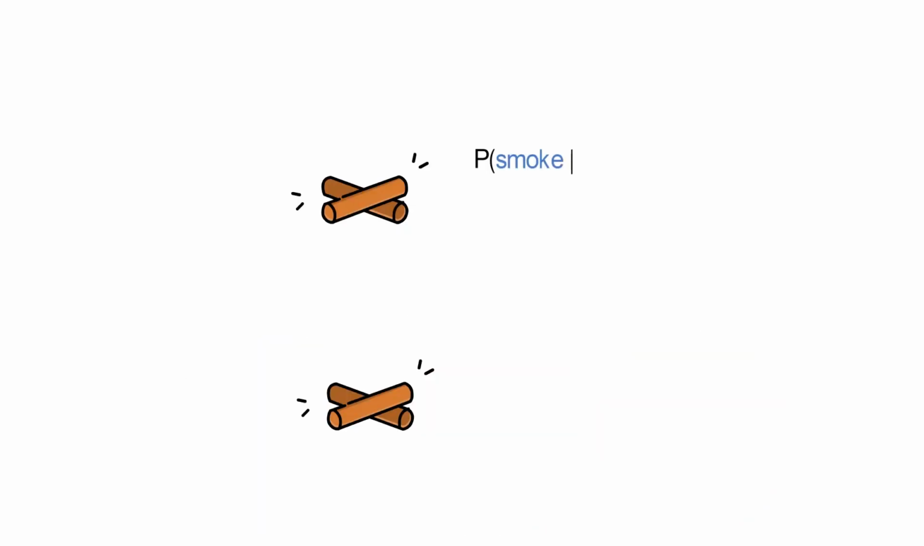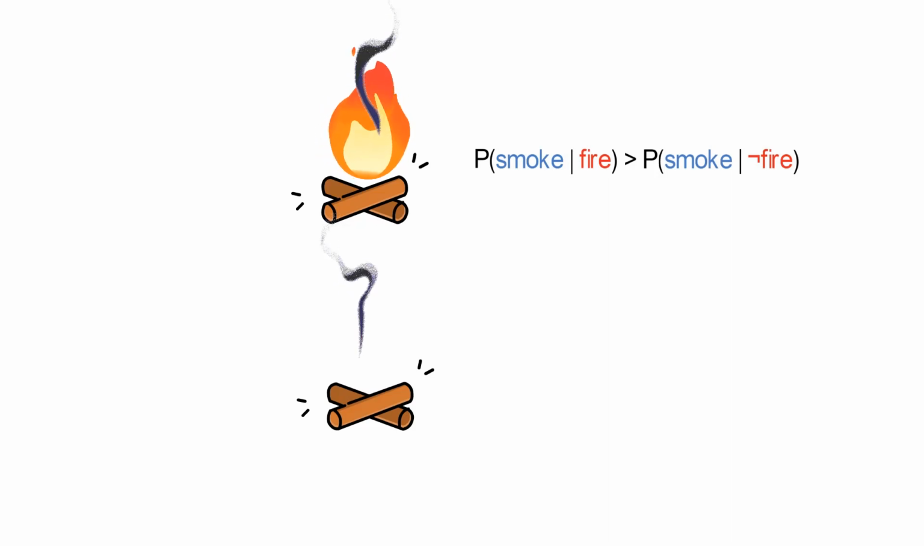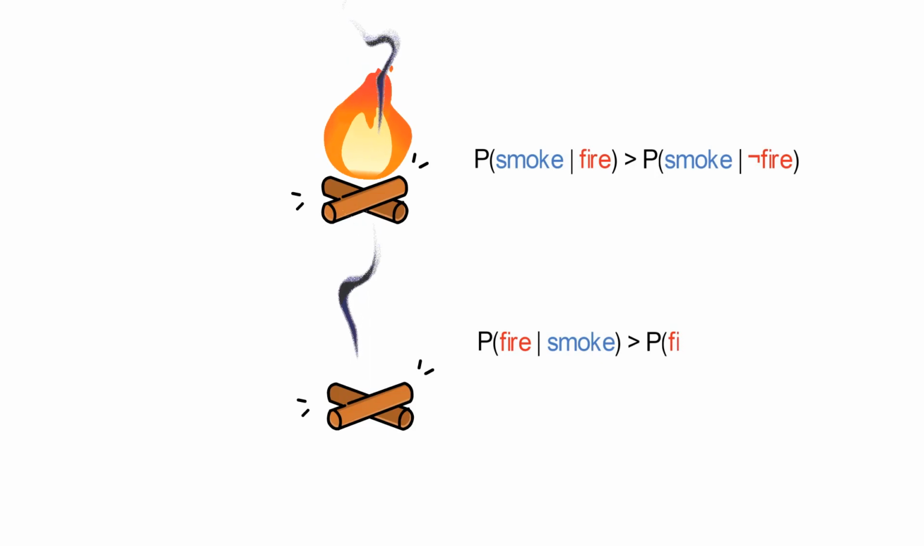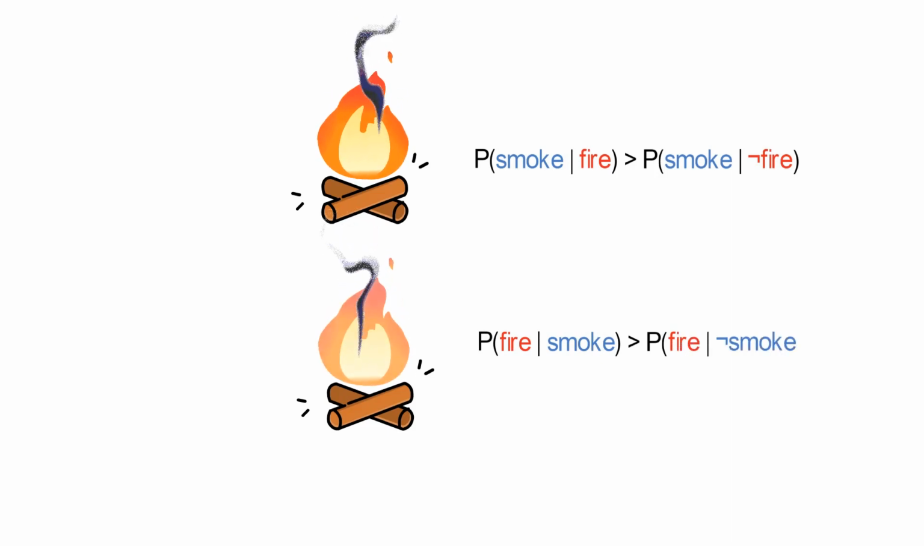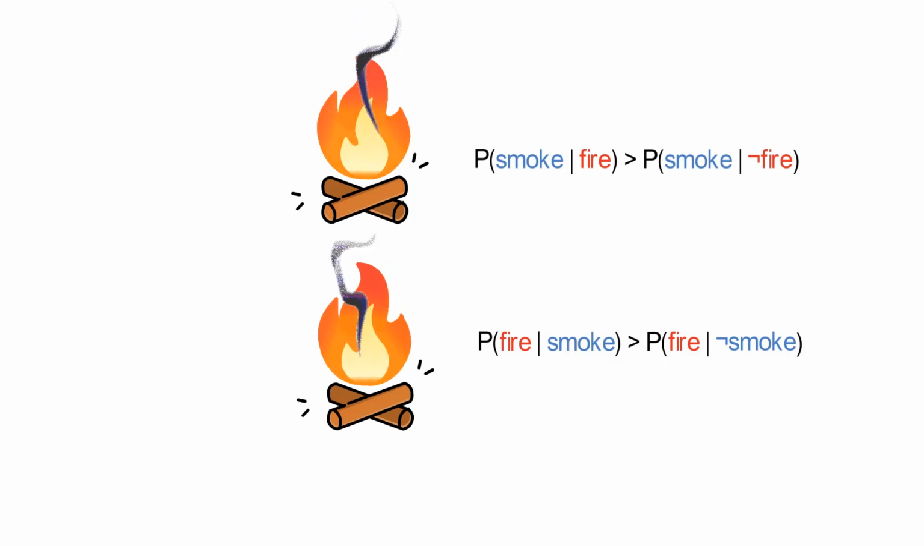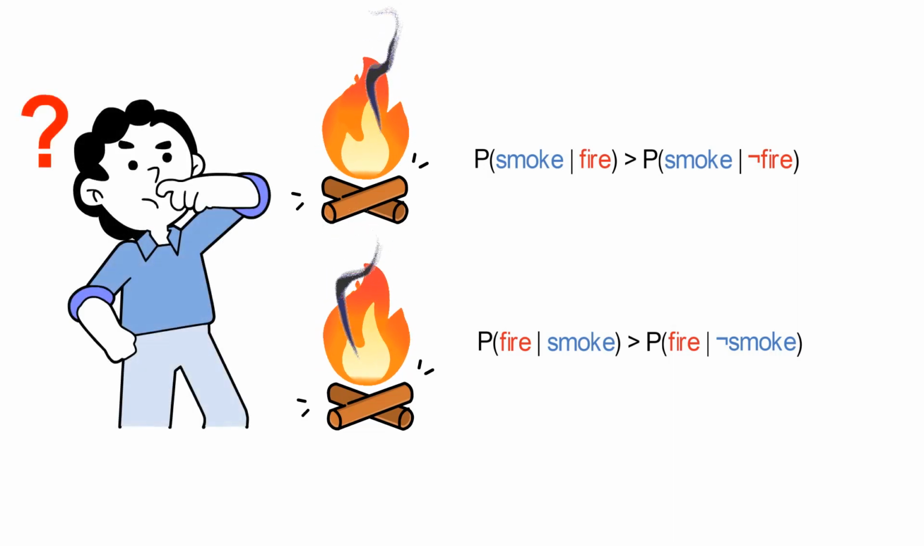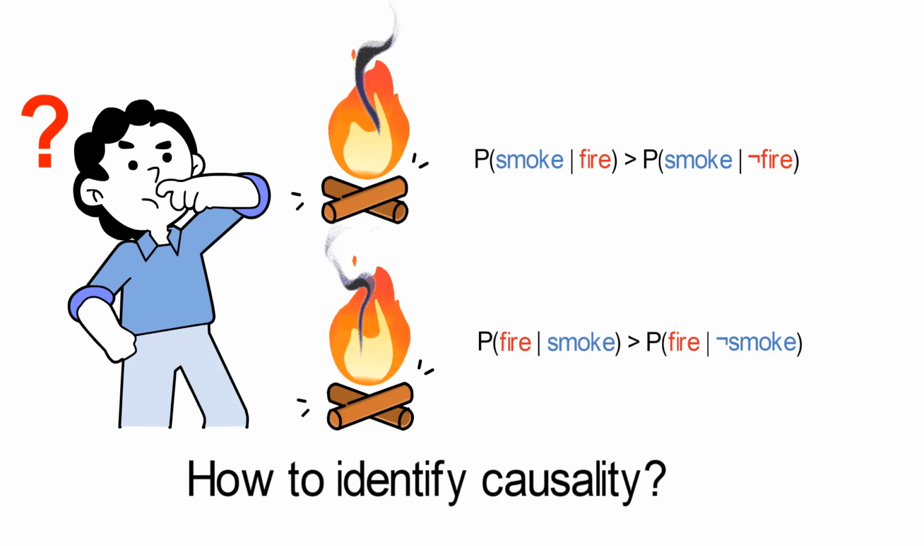Then we know that if we observe fire, the probability of observing smoke increases compared to where there is no fire. But the same goes with smoke. If we observe smoke, the probability of observing fire somewhere increases compared to when there is no smoke. So, correlation or even probabilistic dependence does not imply causation. So, how to identify causality?